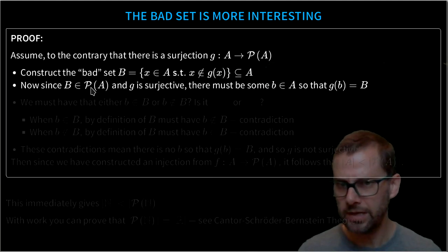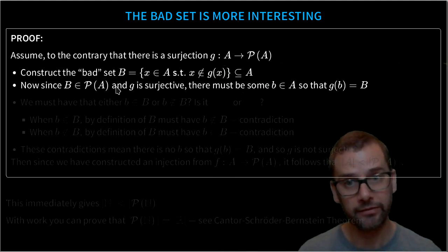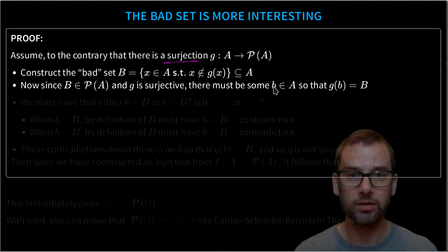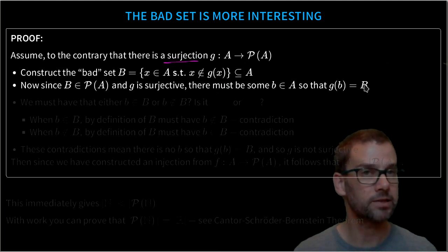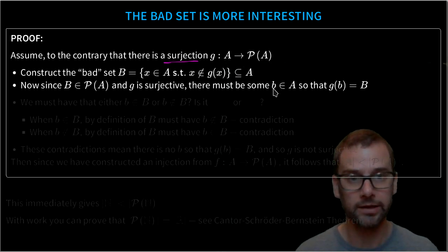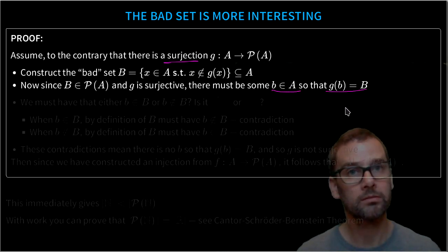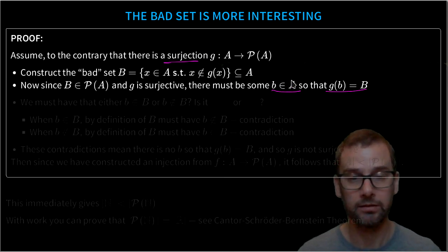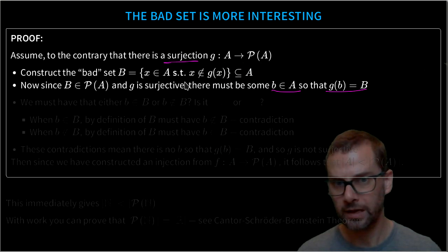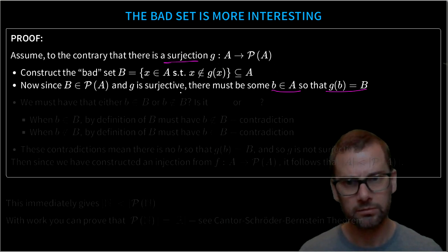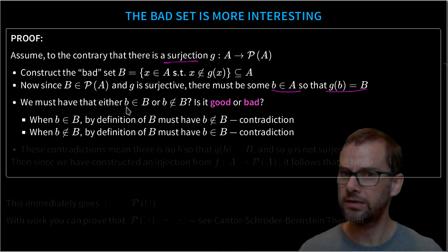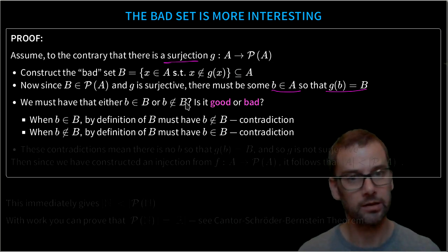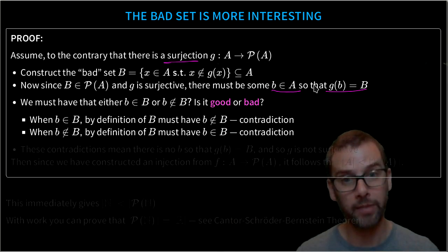So this B is an element of the codomain of our function, and since G is, by assumption, surjective, there's got to be some element in A that maps to that element of the codomain. So there's some little b that maps to big B. So the set of bad points is the image of something in our set A. Now, to get our contradiction, we ask ourselves the question: is little b in capital B or is little b not in capital B? That is, is little b good or bad?